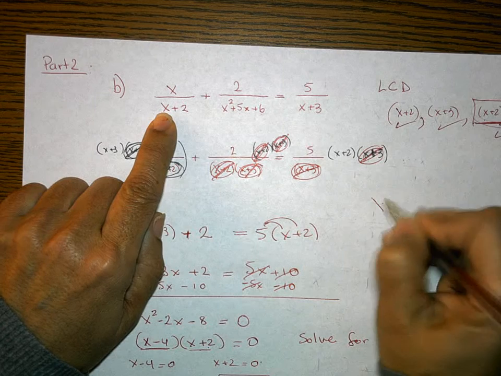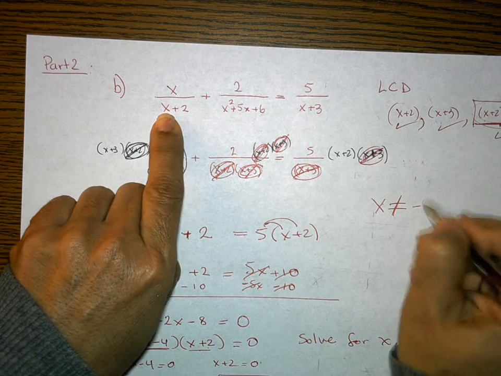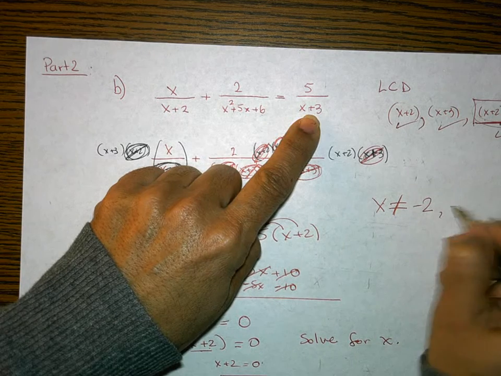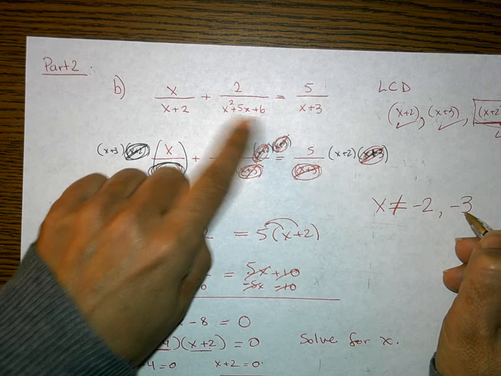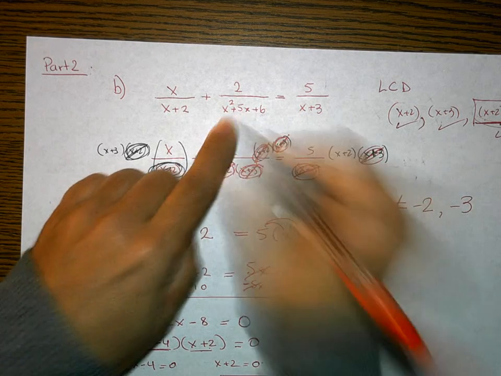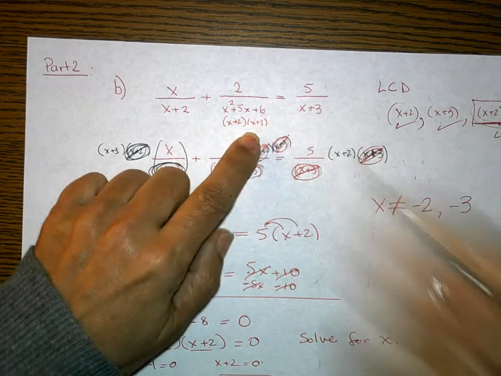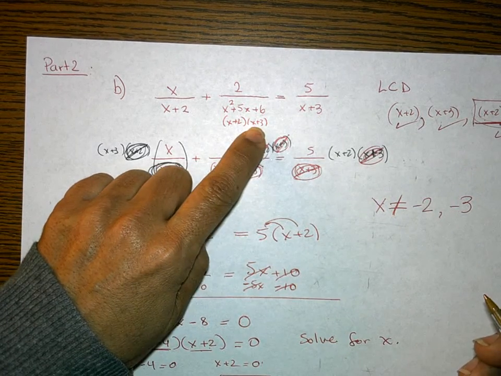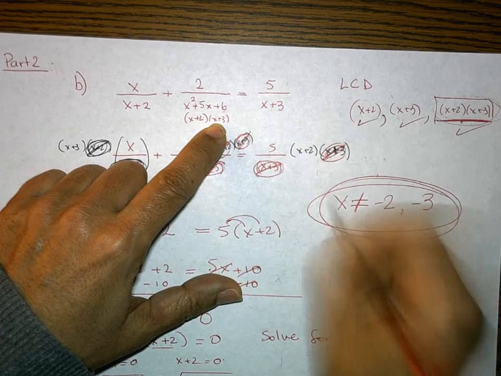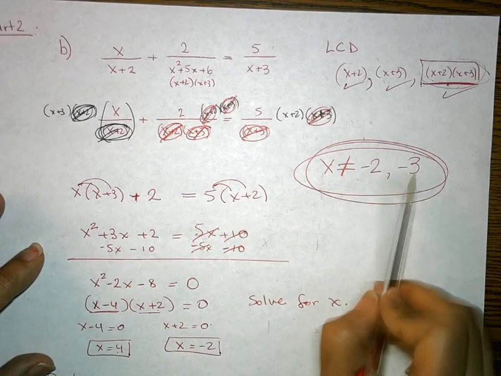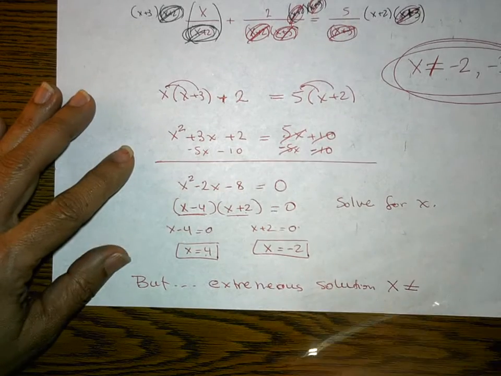x cannot be negative 2. x cannot be negative 3. And we factor this to be a positive 2, right? This is x + 2 and x + 3. So we know it cannot be negative 2, it cannot be negative 3. So x cannot be these two values. So when I check my solutions, I'm looking for these two values that cannot be.